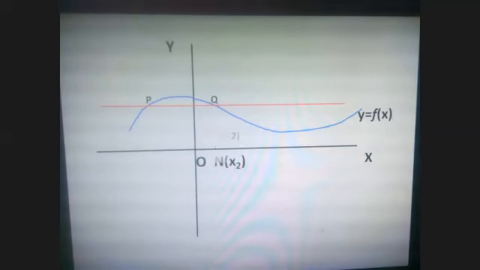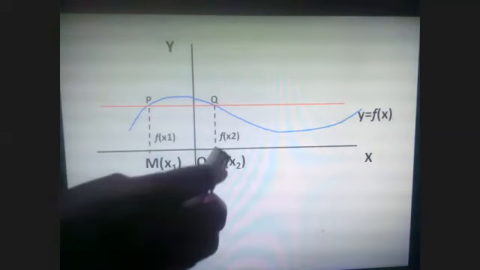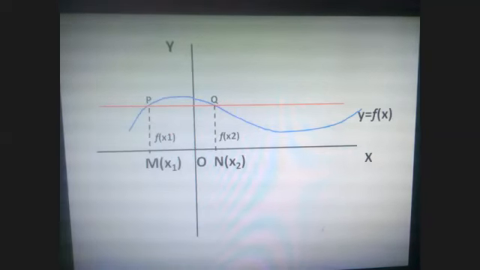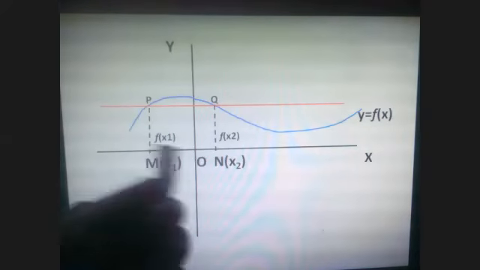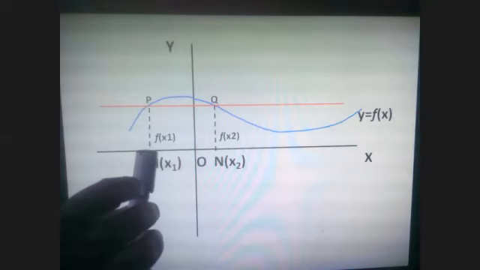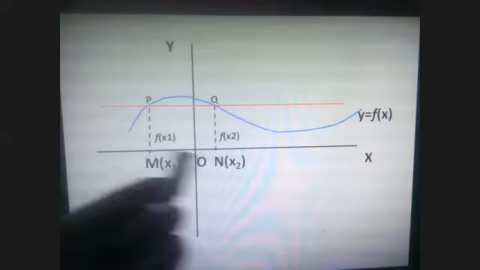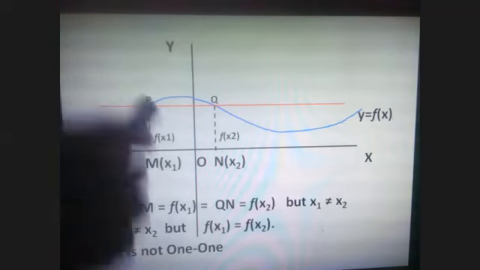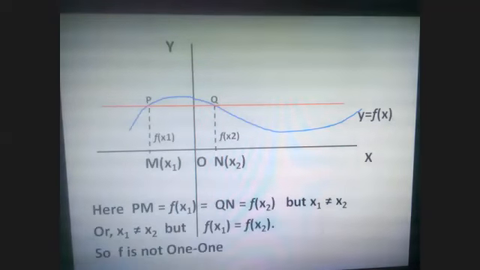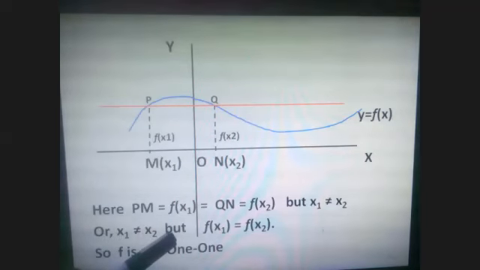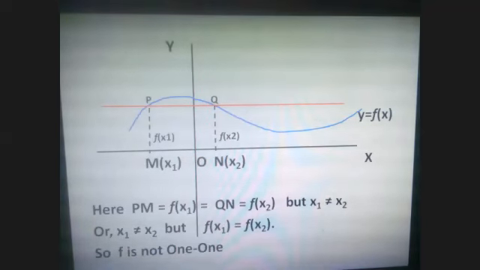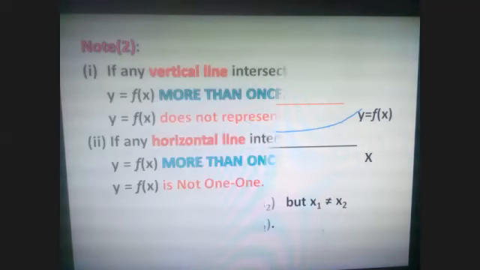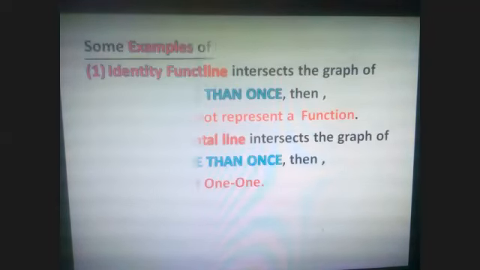What happens there? There are distinct values x1 and x2 at which the same y value occurs. This is the x1 value, and this is again the x2 value. At these two different values of x, the y value is the same, correct? You have two distinct values of x. f(x1) and f(x2) are equal, but x1 and x2 are different. So x1 not equal to x2, but f(x1) equals f(x2). So f is not one-to-one. Well, two notes, be very careful.